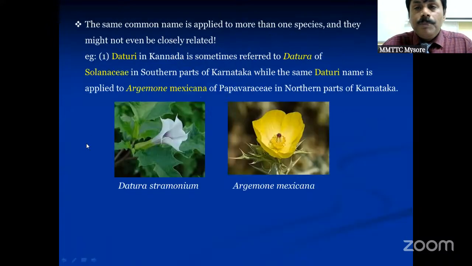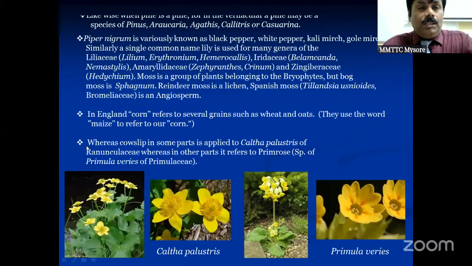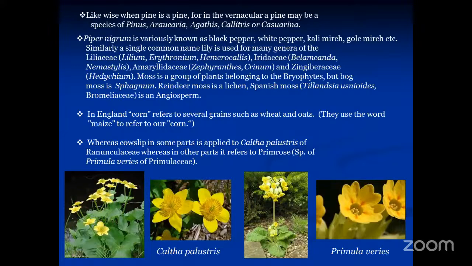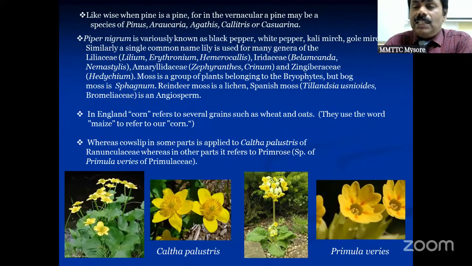At the same time, we are talking about Piper nigrum, or likewise many plants being called in a way. Pepper is variously known as black pepper, white pepper, kali mirch, gole mirch. Similarly, a single common name, lily, is used for many genera of Liliaceae like Lilium, Erythronium, Hemerocallis, and also Iridaceae, Amaryllidaceae, Zingiberaceae. Moss is a group of plants belonging to bryophytes, but bog moss is Sphagnum. Reindeer moss is a lichen. Spanish moss is Tillandsia usneoides.